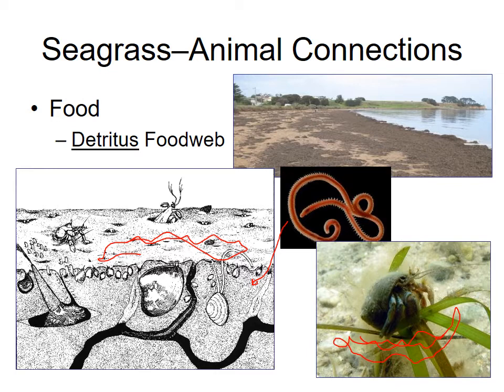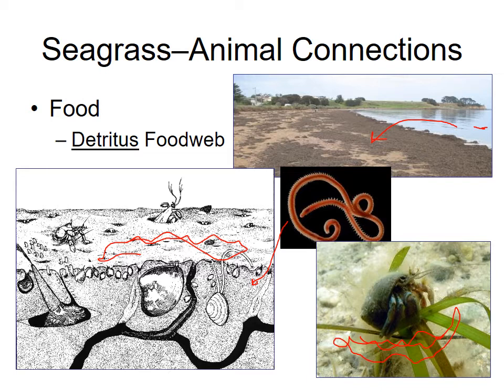Seagrass detritus can also wash up on beaches, and then there's sort of a different set of decomposers and scavengers on the beaches that will eat it there than the ones that would eat it in the subtidal sediments. But wherever it ends up, there's going to be some microorganisms to break it down, and then scavengers, deposit feeders to eat those bits of decaying seagrass.